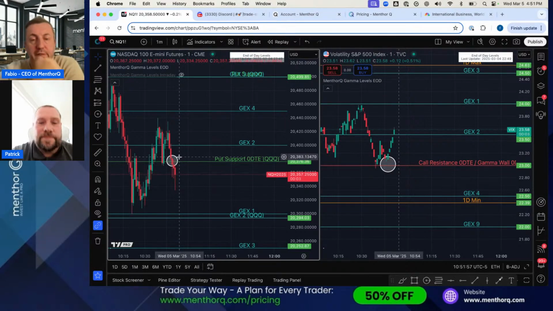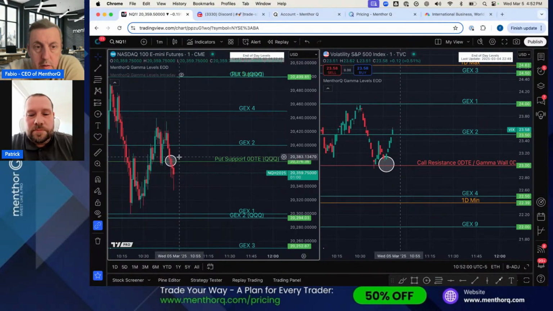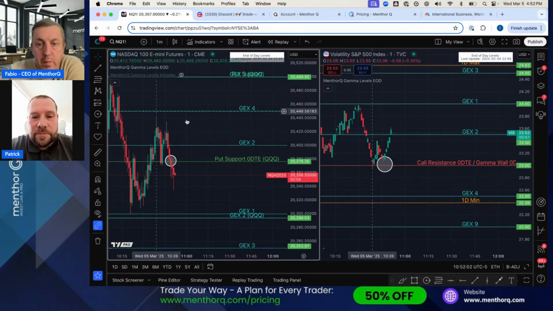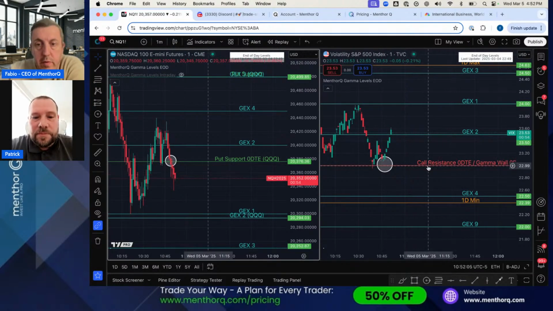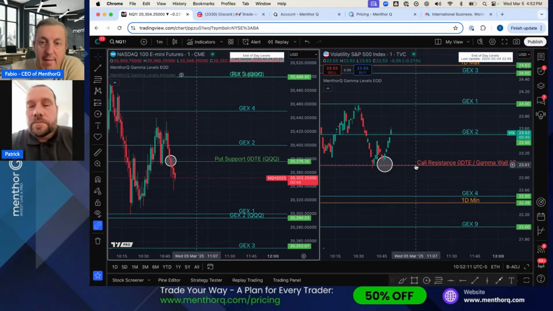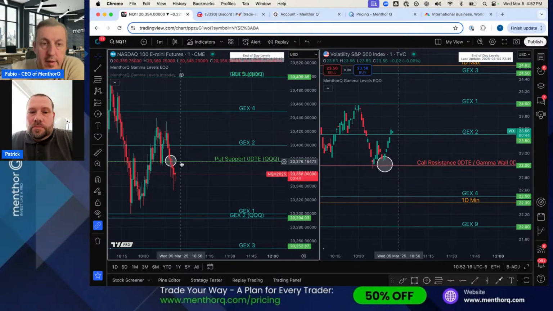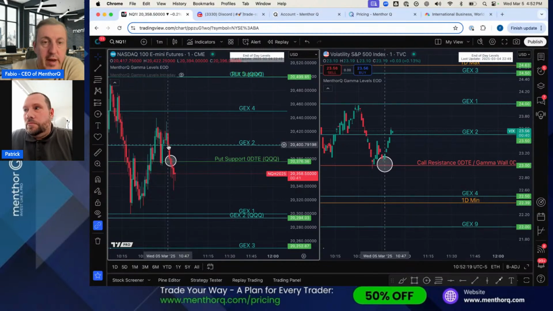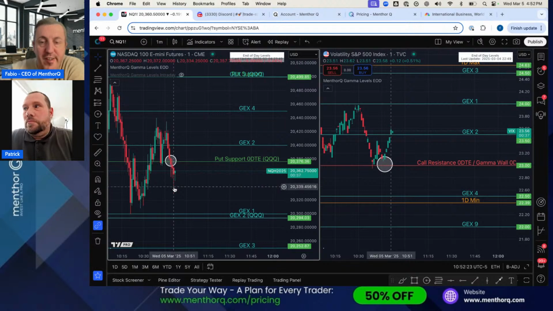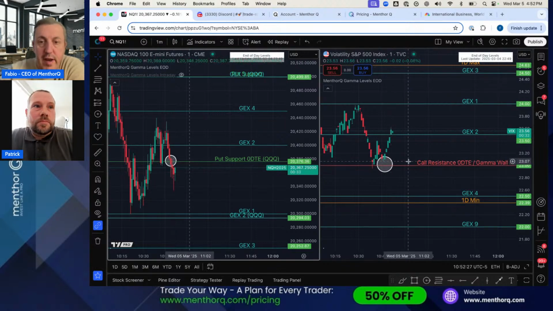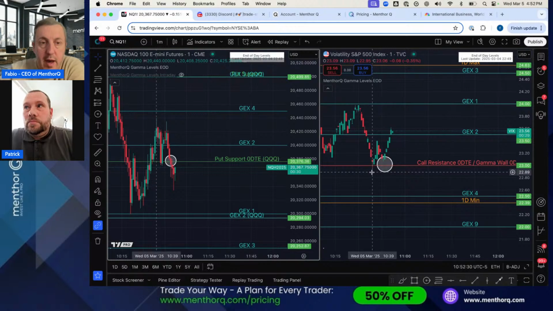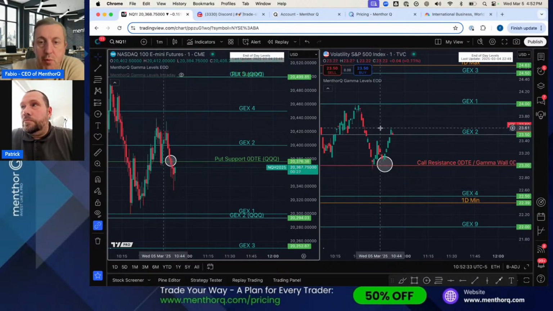Yeah, it's very important. This is a very, very good example of using correlated assets and gamma levels on correlated assets to potentially spot a reaction, right? So we had a very strong reaction here, GEX2 all the way past put support 0DTE. The core resistance acted as a very strong support right here, so we failed to break it. You see the move right here. We went up, we tried to retest, and then the market failed to break that level.